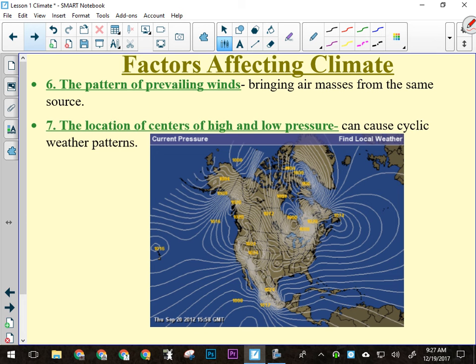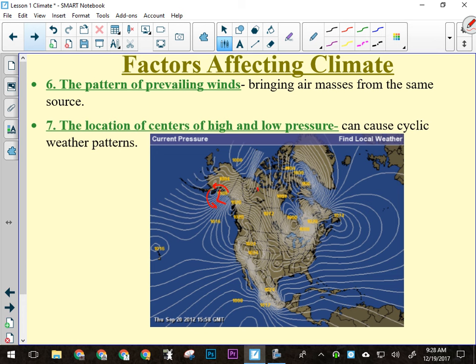So typically, right here, in kind of the armpit of North America, is what is often referred to as the mother low. It's almost always low atmospheric pressure in that area. And rotation around a low is, oh shoot, I always forget this, counterclockwise, I think. I might be wrong on that one. So air tends to rotate around a low pressure area in that way.